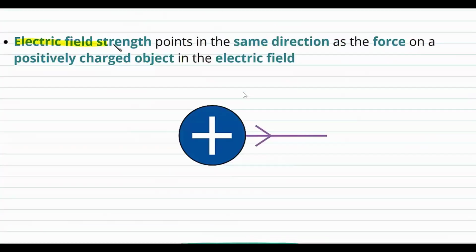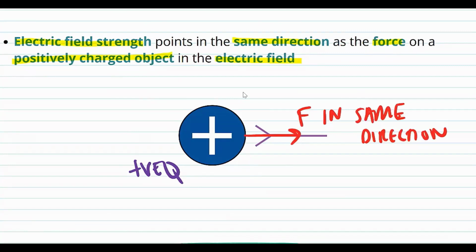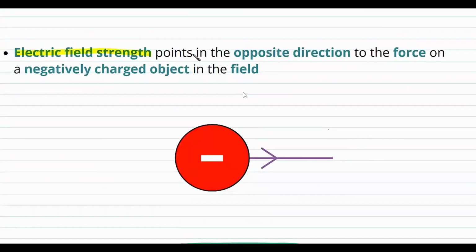So we know that electric field strength points in the same direction as the force on a positively charged object in the electric field. So here we have our positively charged object, and the force F on it is in the same direction as the electric field strength E. Electric field strength points in the opposite direction to the force on a negatively charged object in the field.